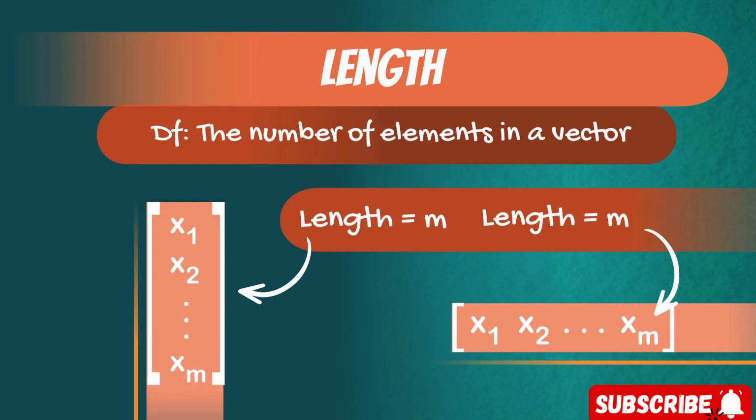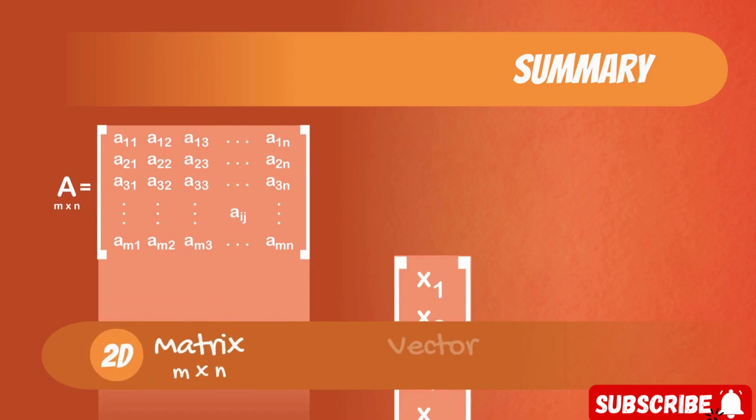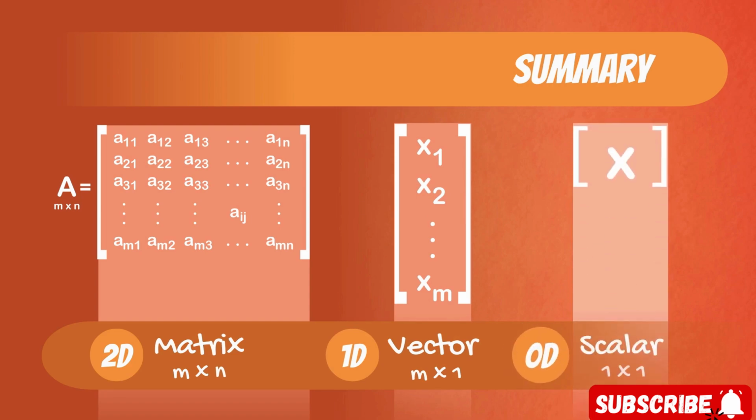So, a column vector would have dimensions m by 1, and a row vector 1 by m. Regarding the notation, the elements of a vector x would be x1, x2, until xm. Let's summarize. We have matrices that have two dimensions, m by n. Vectors that have a single dimension, m by 1. And scalars that have no dimensions and are 1 by 1.